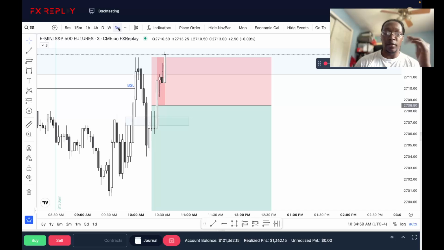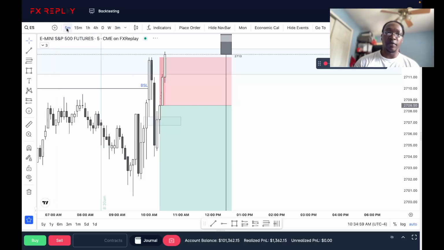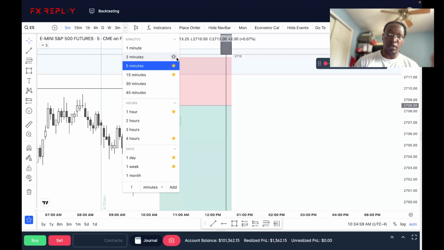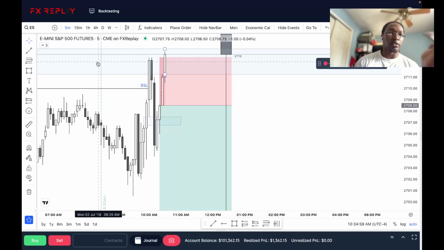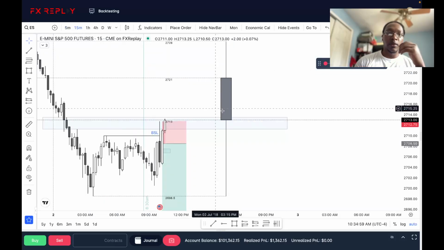That's another reason why I may still be unprofitable and losing: if I don't see it on the 5 minute, I try to find it and make sure that it's there on a lower time frame, which isn't good. If it's not on the initial 5 minute time frame, then it's most likely not going to be there.